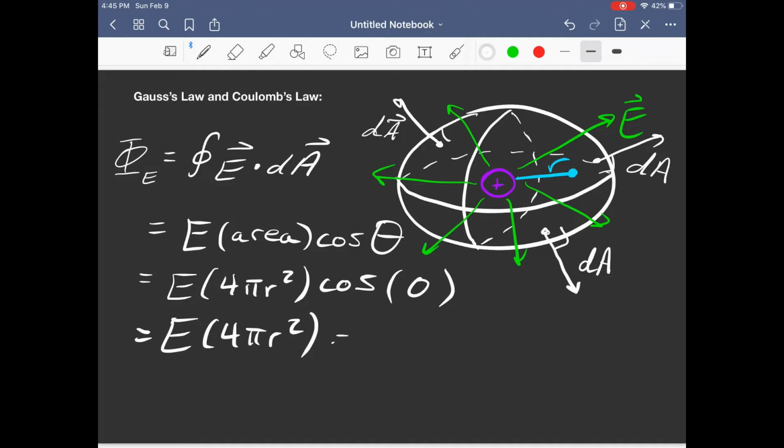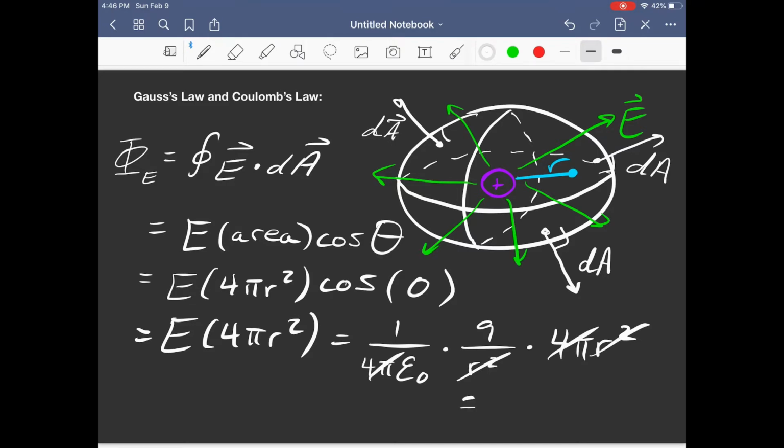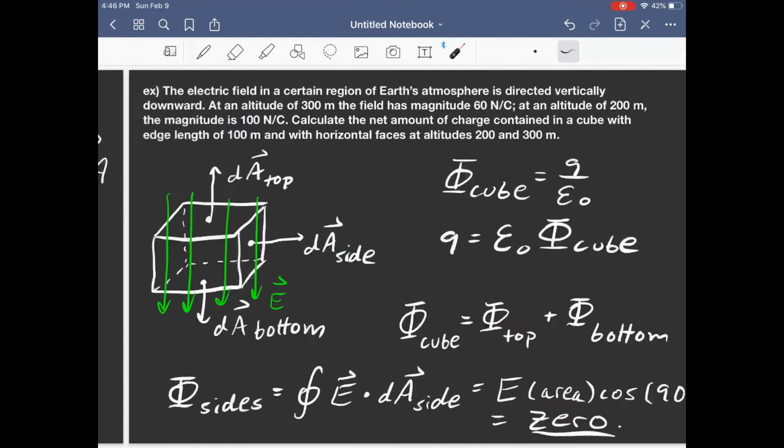And from Coulomb's law, we know what E is. We know that E is going to be 1 over 4 pi epsilon naught times the magnitude of our charge Q divided by r squared. And then we'll tag along the 4 pi r squared, which is the surface area of our Gaussian surface. And you'll see some things canceling out. R squareds cancel, 4 pi cancels, and what you're left with is Q over epsilon naught. And we just end up with our Gauss's law of electricity. So we have the flux equals Q over epsilon naught.